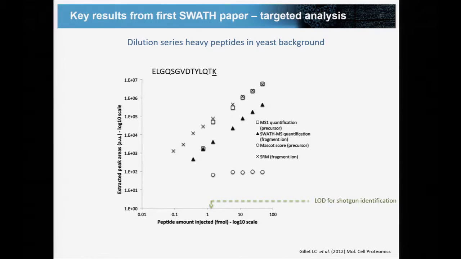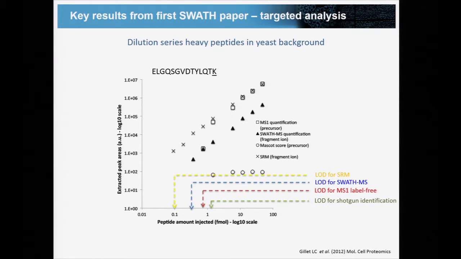And the signal from the black triangles is the SWATH signal. The signal from the little x's is SRM, and the signal from the white squares is MS1. So essentially what we can try to define is the limit of detection for the shotgun identification, which is at a given concentration. The limit of detection for the MS1 label-free is at another concentration, a bit lower down. The limit of detection for SWATH is a bit lower down again. And finally, the most sensitive was SRM.